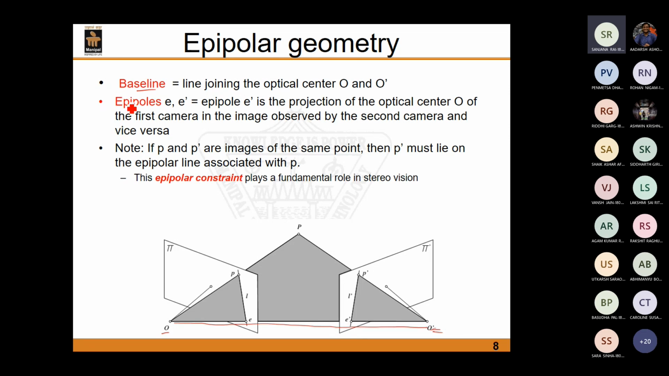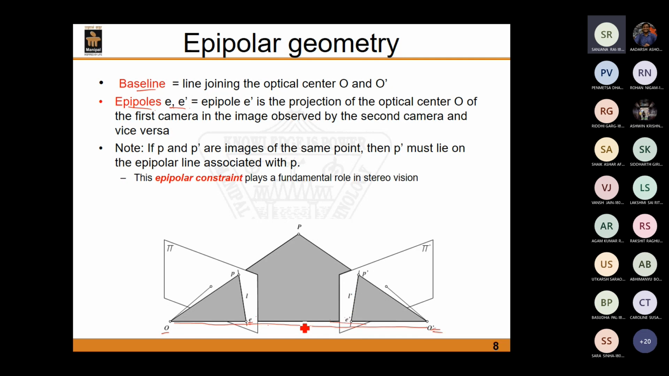The second term that you need to know is epipoles, denoted by E and E dash. As I said earlier, this point E is the point of intersection of the baseline with the image plane pi. And the epipole E dash represents the point of intersection of the baseline with the image plane pi dash, right? So E and E dash are called the epipoles.